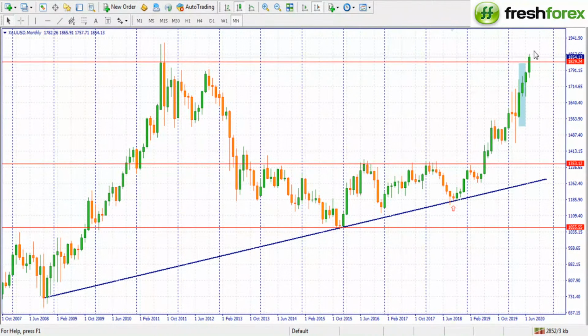So the idea is to wait for price to retrace back down so that you can pick a buy position, and that should only happen at the end of this month.